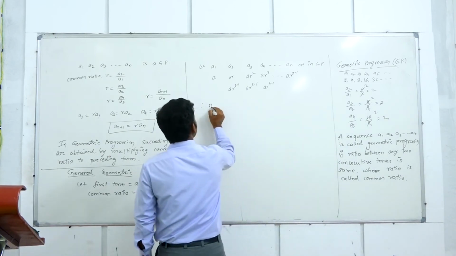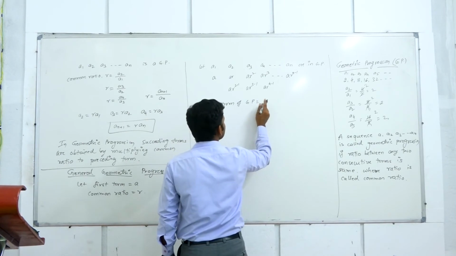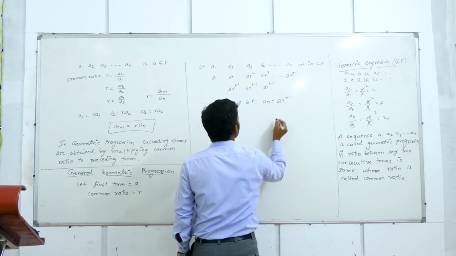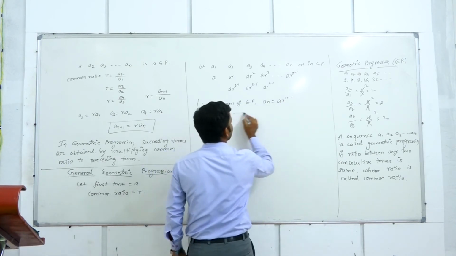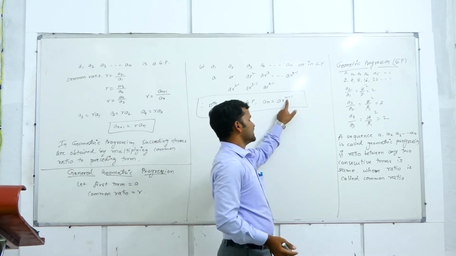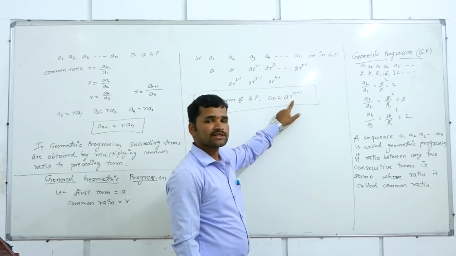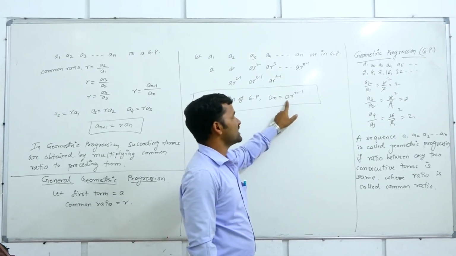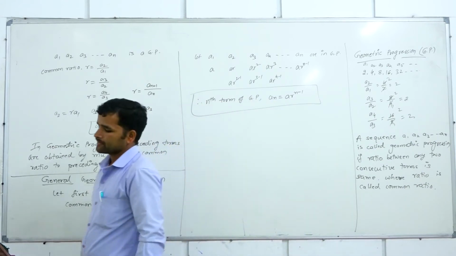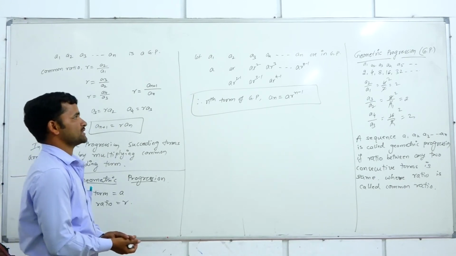Therefore, nth term of a GP is written as an is equal to a into r to the power of n minus 1. An represents nth term, n represents number of terms, r represents common ratio of the geometric progression, and a represents first term of the geometric progression. That is about the nth term of a geometric progression.